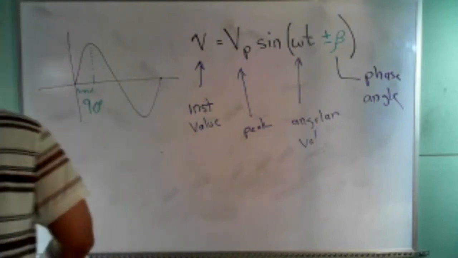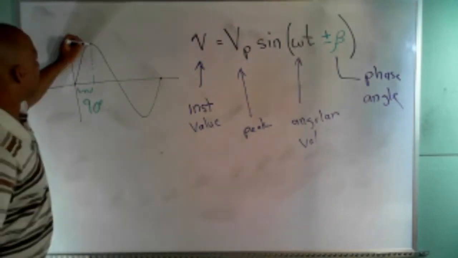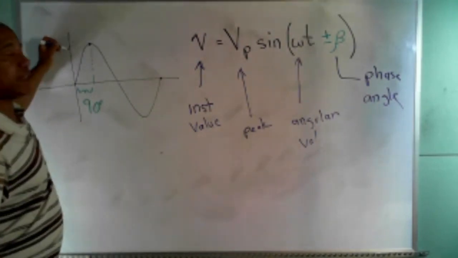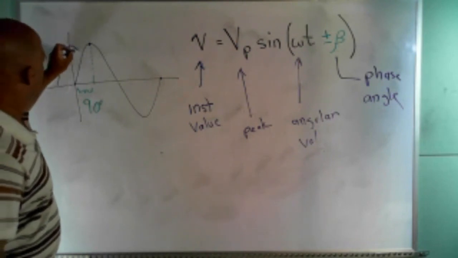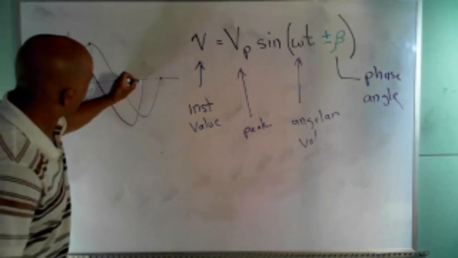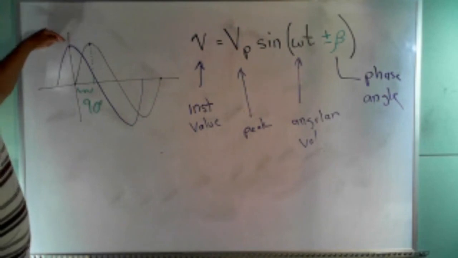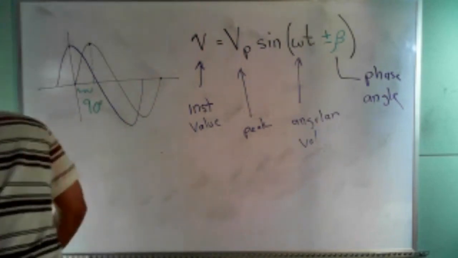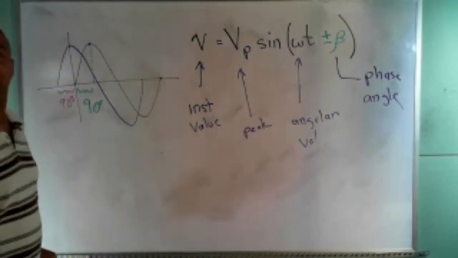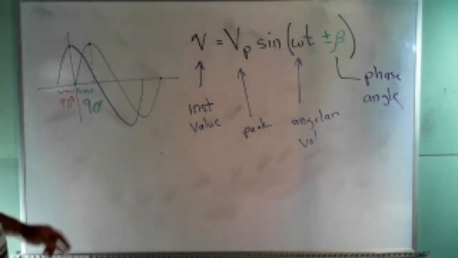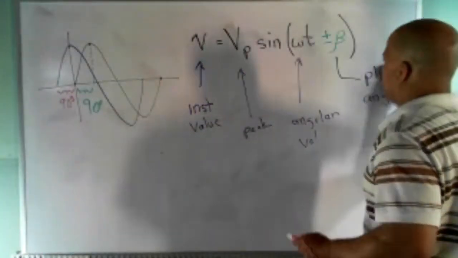If I could grab that sine wave and pull it back this way so that this point right here is on that axis, here's what it would look like. And then this angle right here, I moved it back 90 degrees. That's what I mean by phase. Now you've got to be careful here because let me show you.